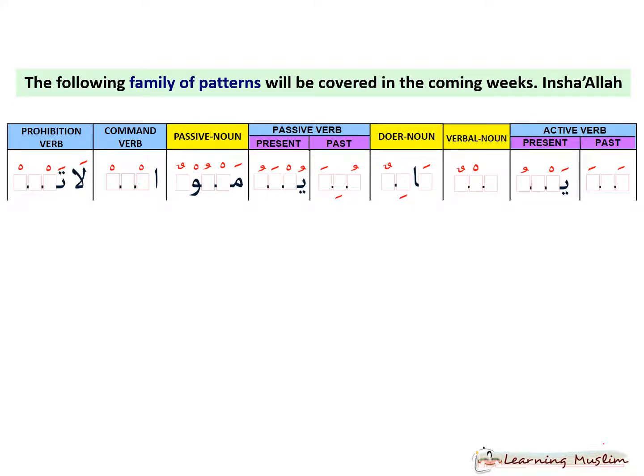So in the coming weeks we will look at the following family of patterns, inshallah: the active verb past and present, the verbal noun, doer noun, the passive verb past and present, the passive noun, the command verb, and the prohibition verb. So we will do each of these at its own time. We will take it bit by bit, inshallah, and like that we will become more familiar with the Arabic patterns and how to translate words that come on these patterns, and also get a good and proper understanding of how the Arabic language works. Jazakallah khairan.